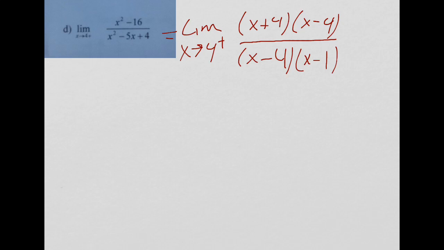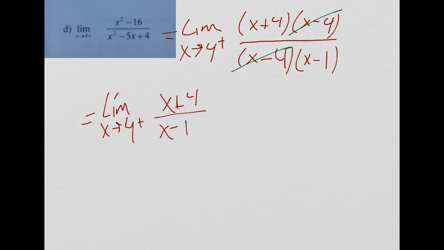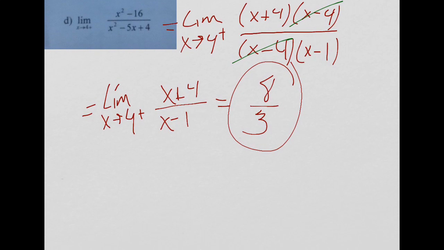So notice now I've got an x minus 4 in the top and the bottom. So they divide out, cancel. So this gives me equal to the limit as x approaches 4 from the right of x plus 4 over x minus 1, like that. Which now I can just plug in 4, and that gives me 8 over 3. That's my answer. Good with that, that's fine, but I'm going to show you a little bit more of why the answer is 8 over 3 from a graphic perspective.